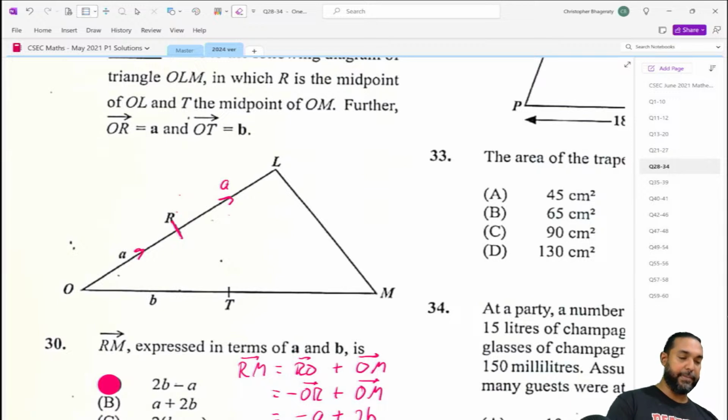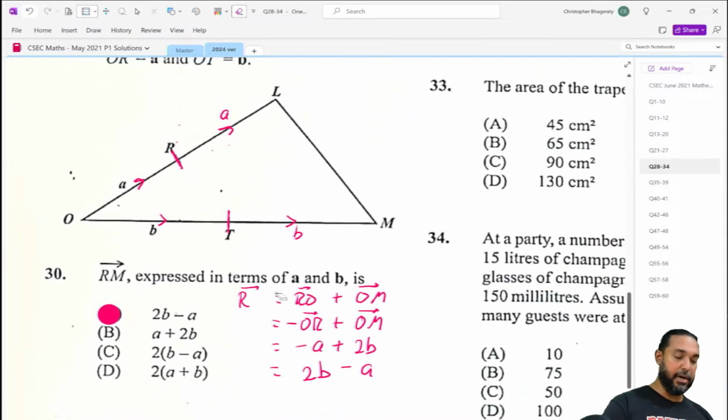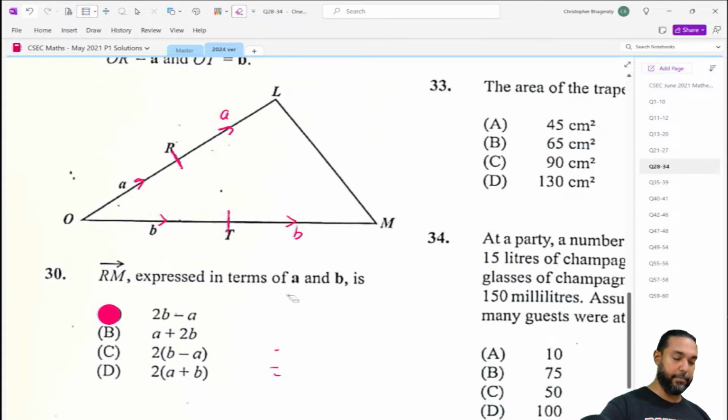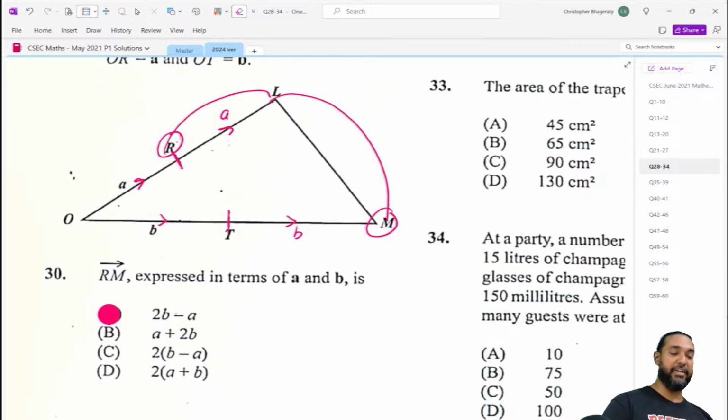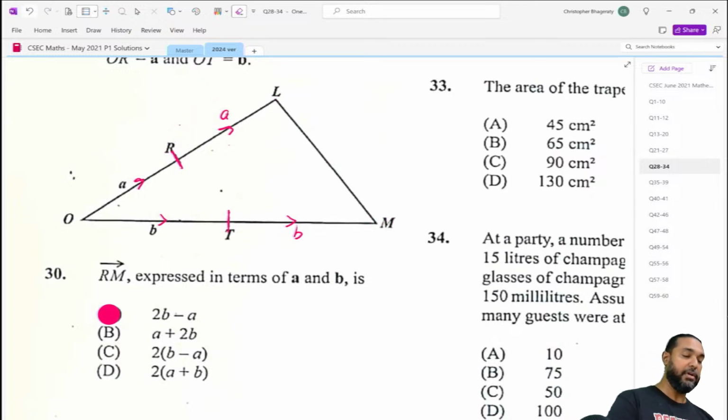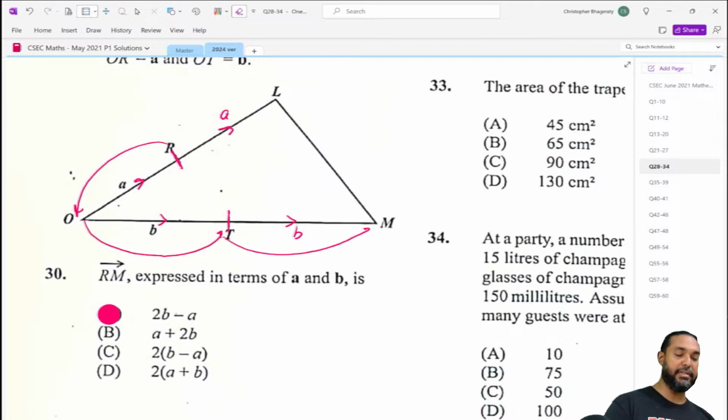Right, now, same thing. T is the midpoint of OM, which means it broke up OM into 2 equal halves, OT and TM, which means that this section here is also B. So, as we have. Now, what they want us to do is to express RM in terms of A and B. So, to go from R to M, you could go from R to L and L to M, but the thing is we do have a vector along LM. We could find it, but it would actually be more efficient just to go in the opposite direction. Go from R to O, and then from O to M. Or you could say R to O, O to T, and then T to M.